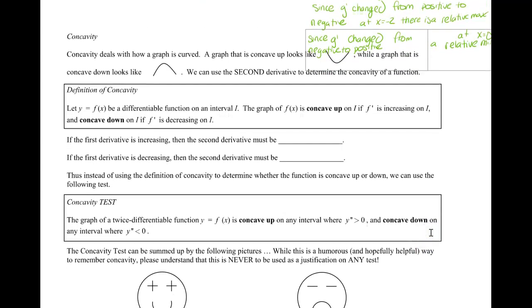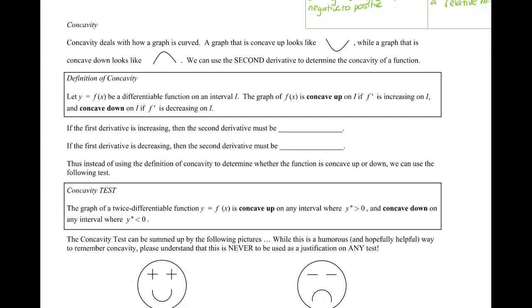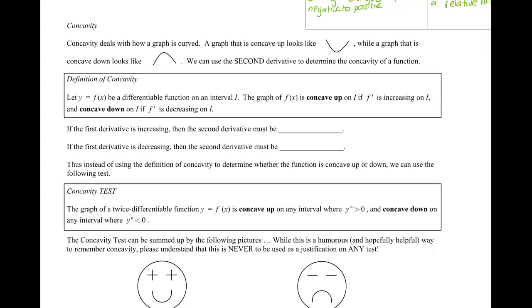Alright, so concavity just deals with how the slope by itself is curved. So the graph of concave up kind of looks like a little tiny happy parabola, while the graph of concave down kind of looks like a sad parabola. We can use the second derivative to determine the concavity of a function.